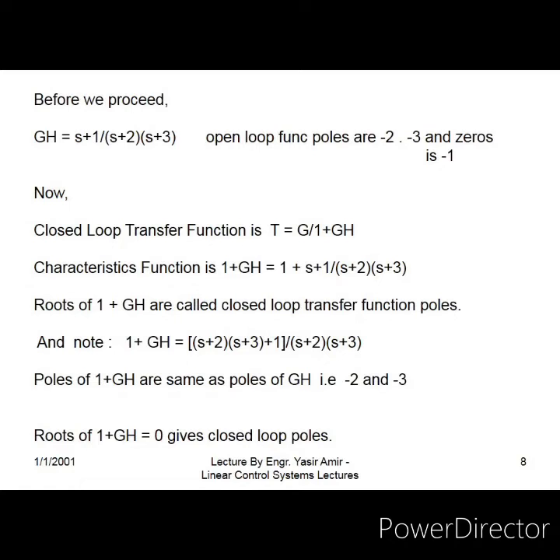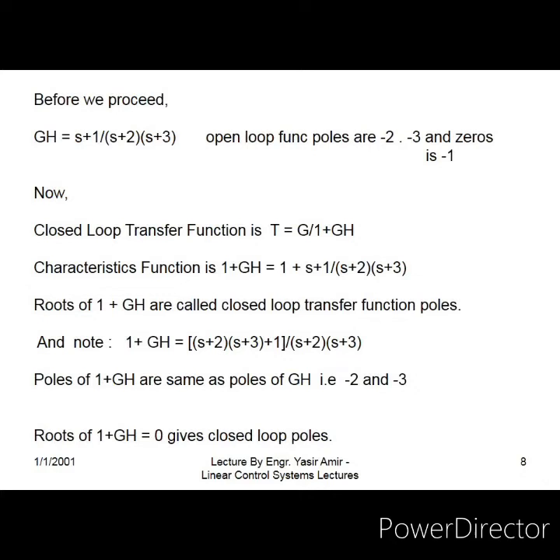Here you can see it is written in the second last line that the poles of 1 plus GH are the same as the poles of GH. And in the third last line it is written that 1 plus GH is equal to something in the numerator, and in the denominator we have s plus 2, s plus 3. That something in the numerator is s plus 2 bracket s plus 3 plus 1. In the denominator, s plus 2 and s plus 3 is the same as we have in the open loop function GH. So the denominator is the same.